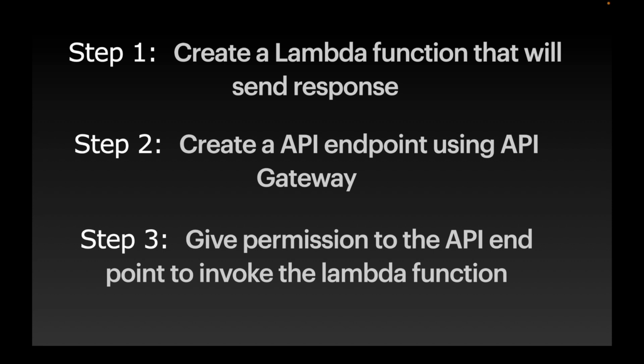We know that there are different types of requests, like you can send a GET request, POST request, or anything. Whenever we send that request to the API endpoint, it will trigger the Lambda function. Suppose you are sending a GET request to that endpoint, it will invoke the Lambda function, and then the Lambda function will run and give the output. So that is how it will work.